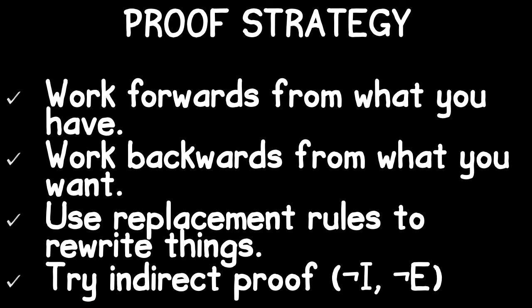To sum up, think in terms of these strategies. Given what you have, what else are you allowed to write down? Work forwards from what you've got. Given where you want to end up, how could you introduce that? What would let you write that down? Work backwards from what you want. If things get difficult, think about using replacement rules to rewrite things. And in the end, it's always an option to try an indirect proof and plan to use one of the negation rules.